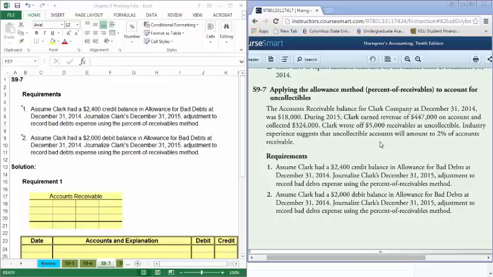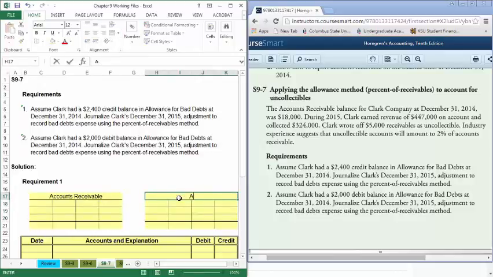So when we use percent of receivables in the aging method, we are estimating in total of the receivables how much we don't think we're going to collect. And that estimate number is what we want that allowance account to be. So let's look at, this is going to be my allowance for bad debts. So here it said that they started off with a credit balance of $2,400. All right, and then let's see what we want our estimate to be.